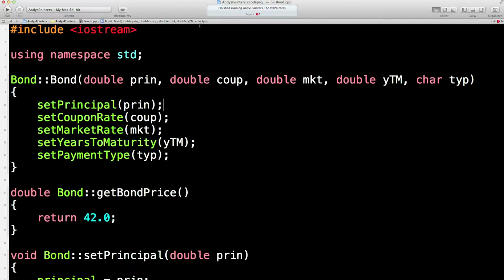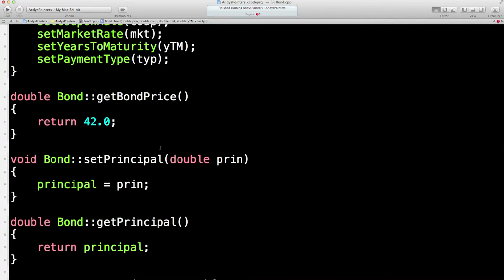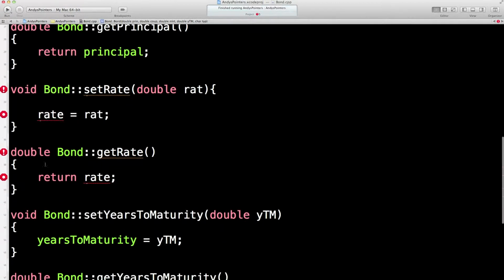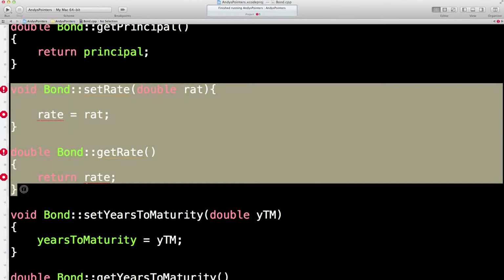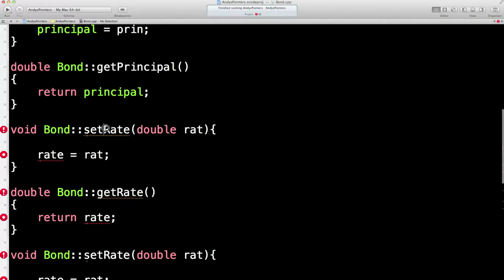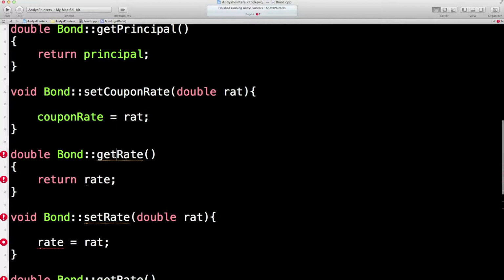Now, we've got the 42 there, we'll sort that out at the end of this lesson. I think we're okay most of the way down here. The problem is, of course, these rate things here. So I shall conquer and divide here. Now, this is going to be set to coupon rate. This will be coupon rate. This is get coupon rate, so return coupon rate.